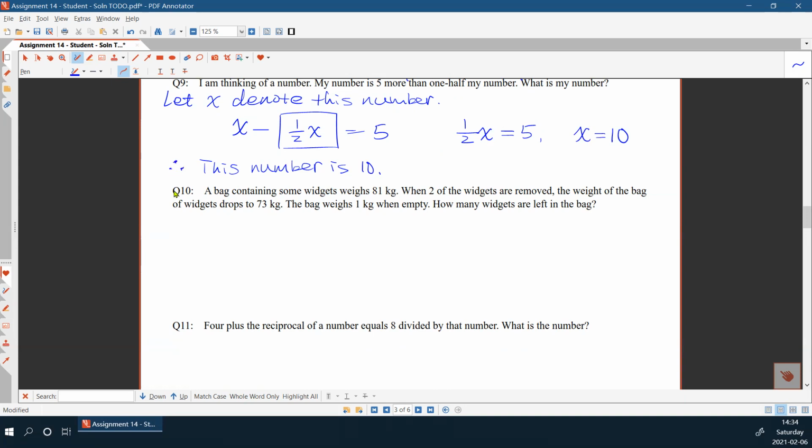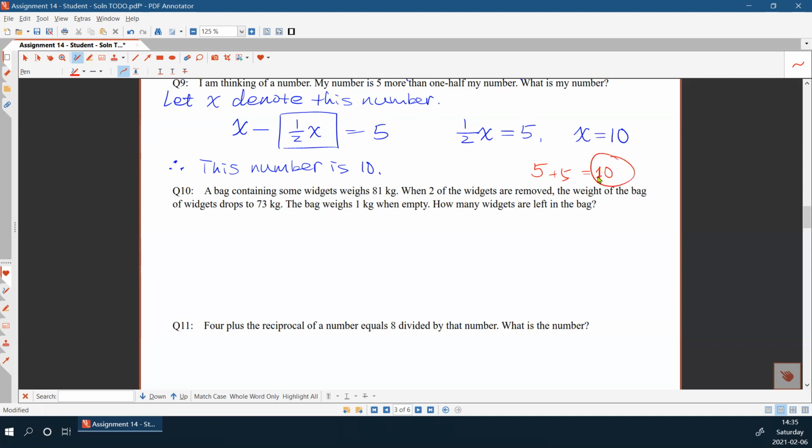So if you have a doubt, then you can plug your result into the original question to check if your answer is correct. Okay, let's verify if this is a correct answer. If your number is 10, 1/2 of my number is 5, right? This is 1/2 of this number. And my number is 5 more than that, 5 more than means 5 plus 5 is 10.